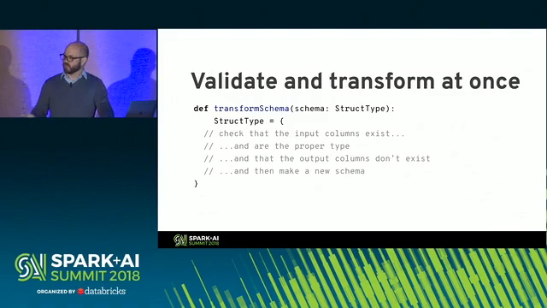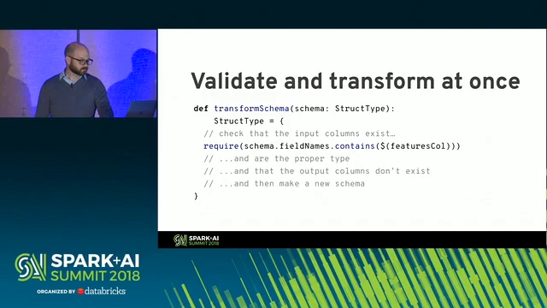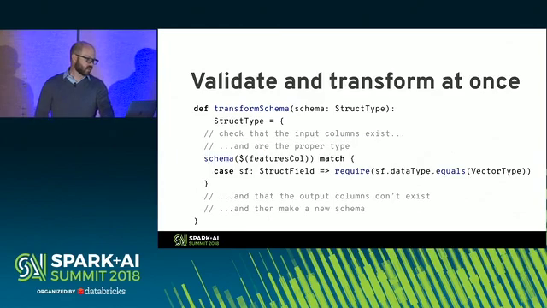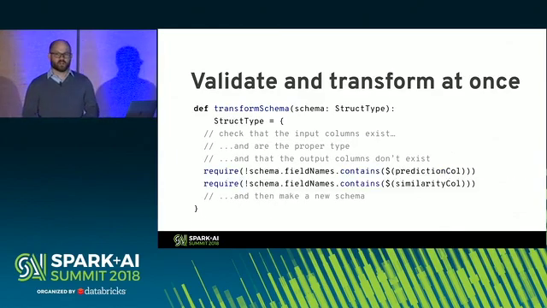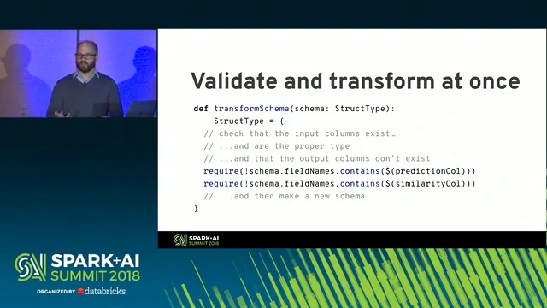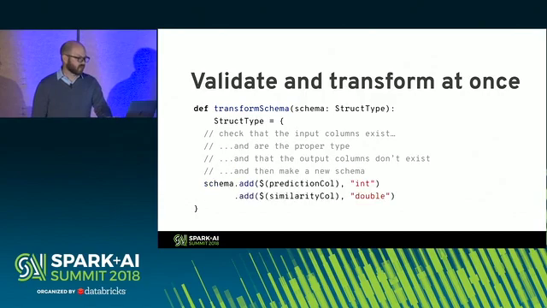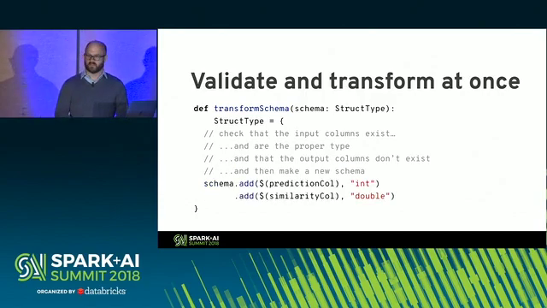We'll see what that method that transforms and validates looks like now. The first thing we're going to do is to check that the input columns actually exist and are of the proper types. We'll then make sure that the output columns don't exist. This is optional, but we don't want to surprise the user by overwriting columns that exist. And then make a new schema. We won't actually use that newly constructed schema if we're just validating.